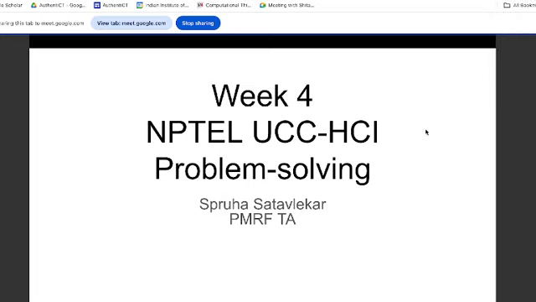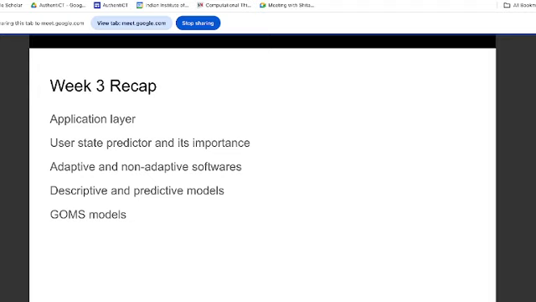Beginning with this week, we are going to go over some of the predictive models. Last week we went over some of the descriptive models. Let me take a kind of recap of what we did in the week 3 problem solving session.